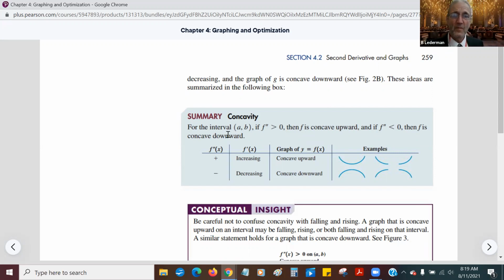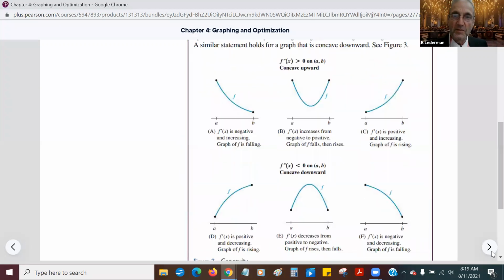Anyway, so if f double prime is positive, that means f single prime is increasing, which means f itself is concave up. And if f double prime is negative, that means f single prime is decreasing, which means f of x itself is concave downwards. And that is the story. And I'm sticking to it.